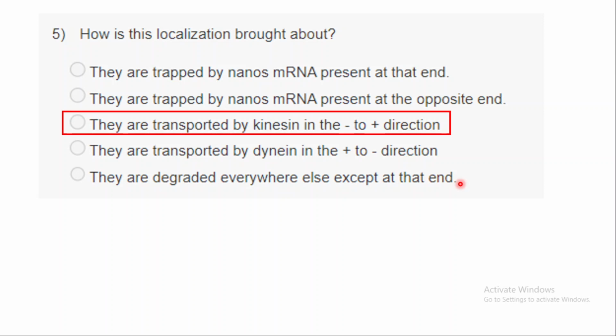You guys were confused about the nanos mRNA, but we'll see in the upcoming slides what the relationship is between nanos and Oscar mRNA. So that it will clear your confusion once and for all. So the mechanism in which Oscar mRNA is localized is via transportation by kinesin in the minus to plus direction.